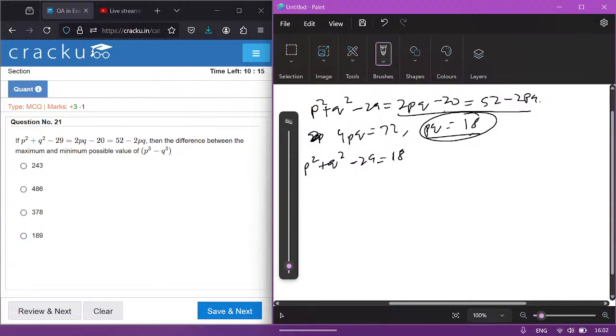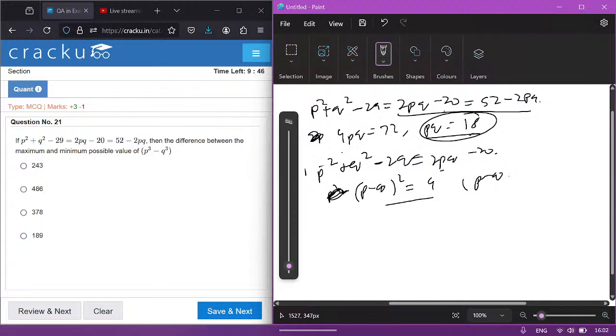I think it will be better if we find this. Let's see. P square plus q square minus 29 is equal to 2pq minus 20. If I take 2pq this side, this will become p square plus q square minus 2pq, which is essentially p minus q whole square, right? I'll take 29 that side, 9. So p minus q square is equal to 9. So p minus q will be plus minus 3.